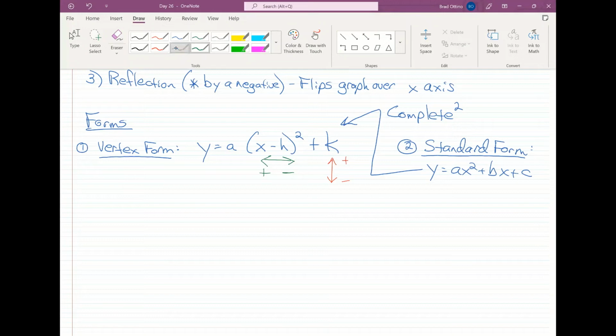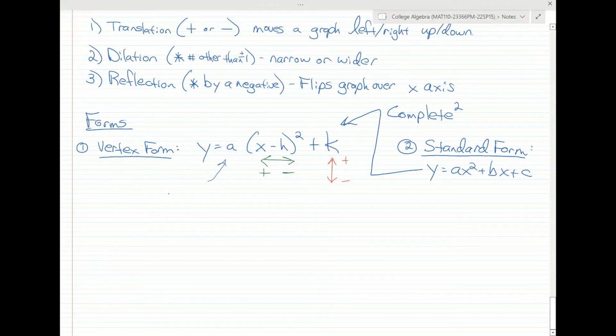And then this number in front, a, if a is bigger than 1, the graph gets narrower. If a is smaller than 1, the graph gets wider. Wider would be like this. Narrow would be like this. On my exams, it doesn't have to be perfect. Some people always ask, how much narrower is it? How much wider is it? I don't care. Okay? Let me know that it gets narrower.